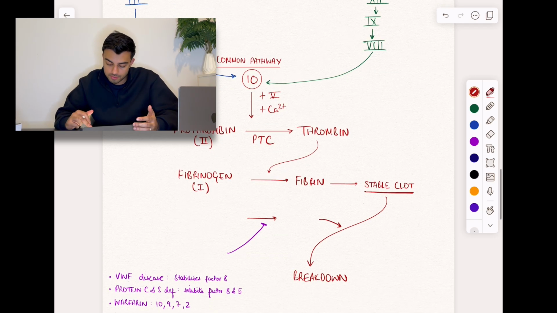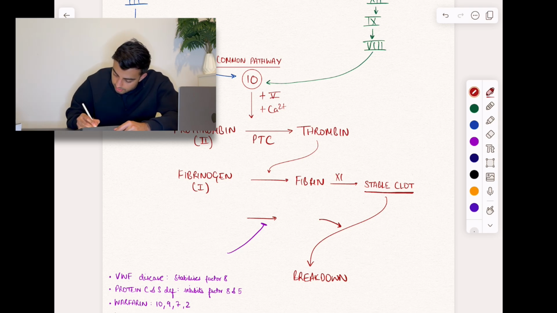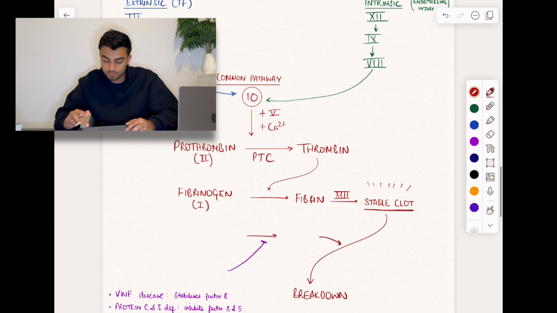This is really important because fibrinogen is soluble in the blood, and when thrombin acts on it and converts it to fibrin, which is an insoluble substance, it starts the formation of the clot. Now, fibrin in itself is not inherently stable, and it needs to react with factor 13 to form a stable clot. But after that point, the stable clot has formed.